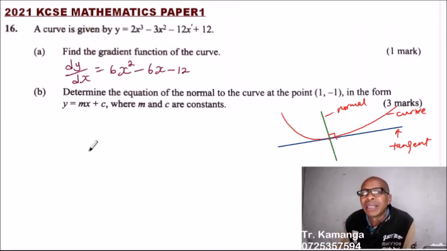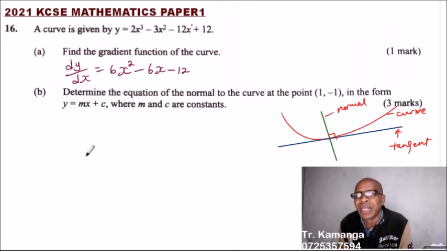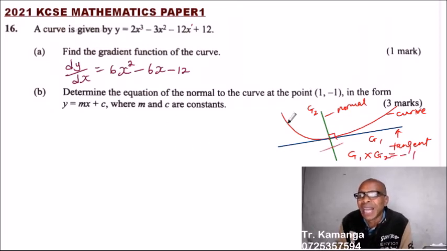Now, when you are learning about the gradient of a straight line, the relationship between two perpendicular lines is this. Let's use G1 for gradient 1, and the gradient of this other one. If two lines are perpendicular, the product of their gradients is equal to minus 1. So the gradient of line 1 and gradient of line 2 should give you minus 1. That knowledge should help you to solve this.